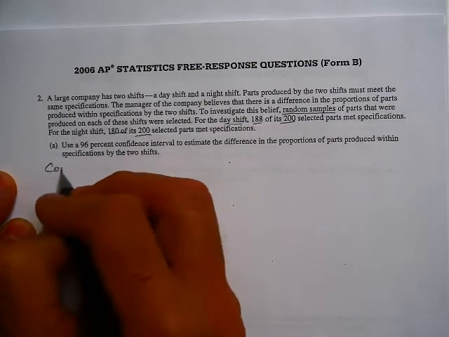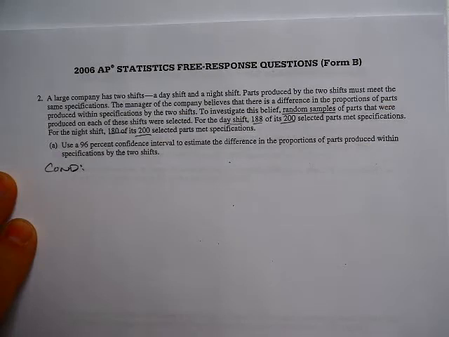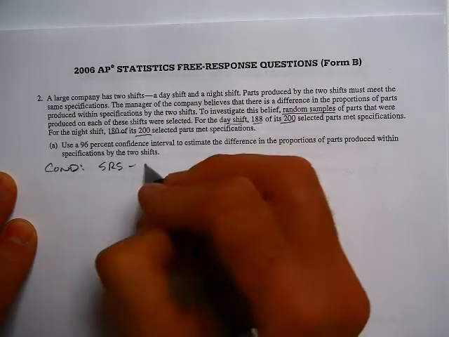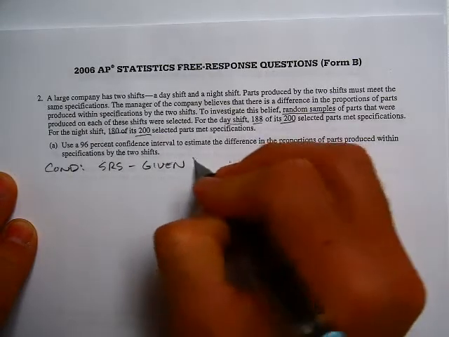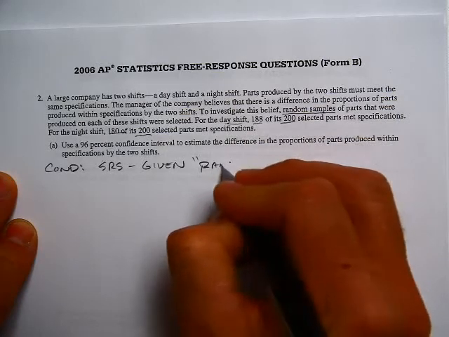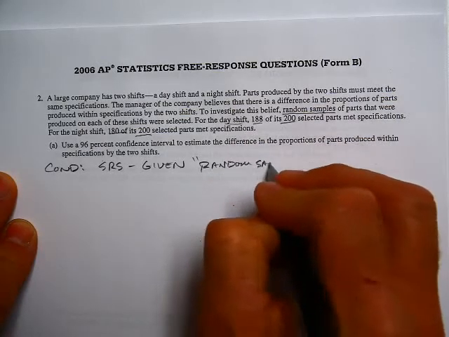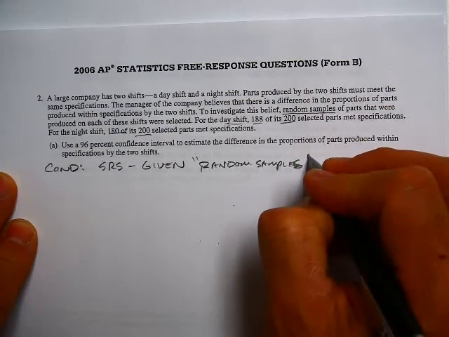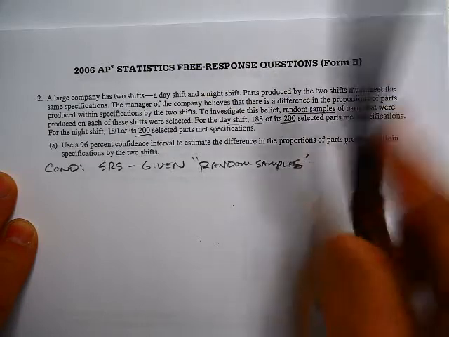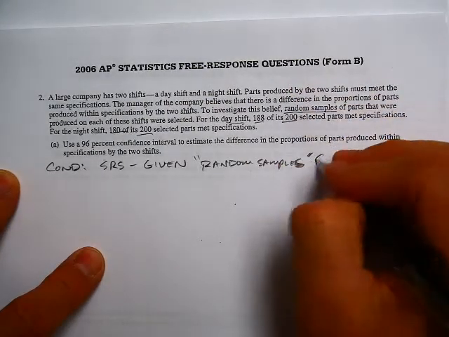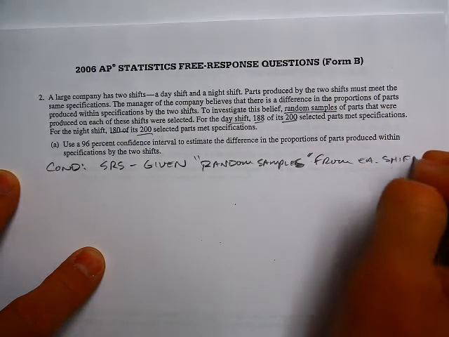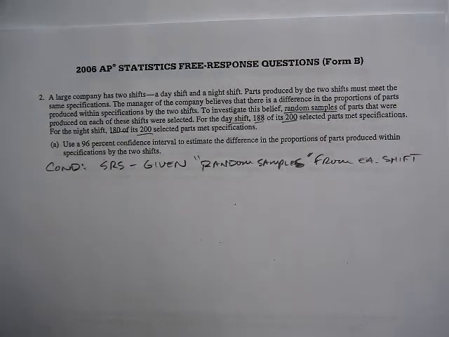We need some conditions. Now the conditions might take the most time here. Is it an SRS? Yeah, that was given. And I always like to quote the part, random samples from each shift. Okay, I'm also trying to write this in such a way that I think it would be acceptable to the AP as well.